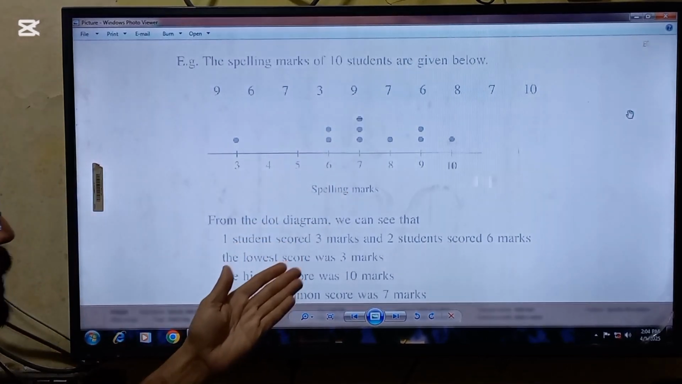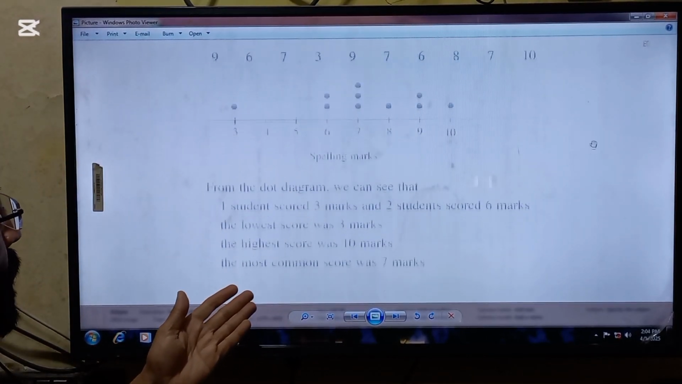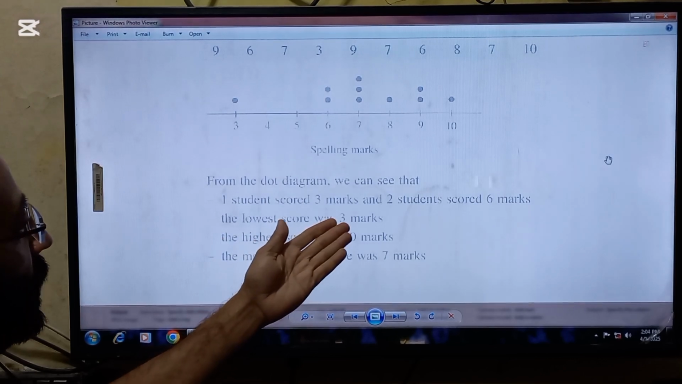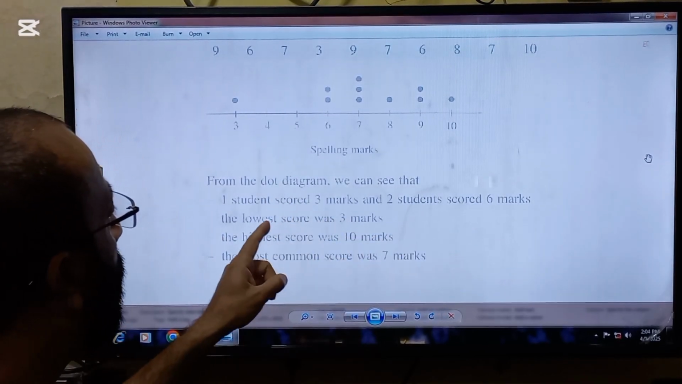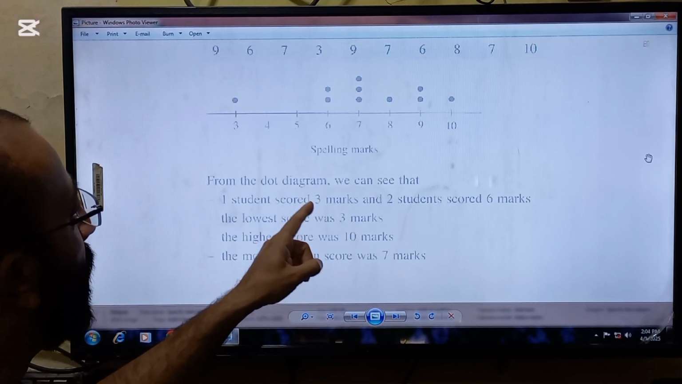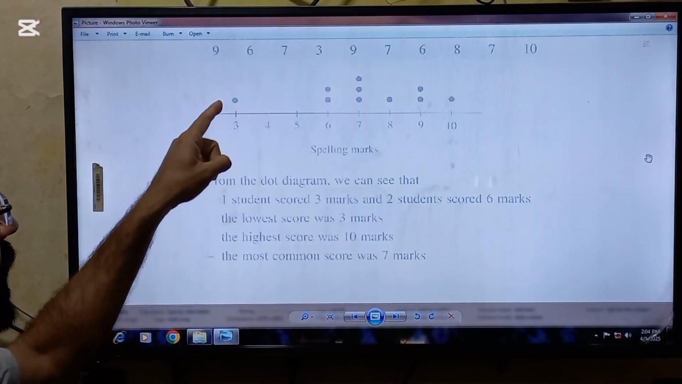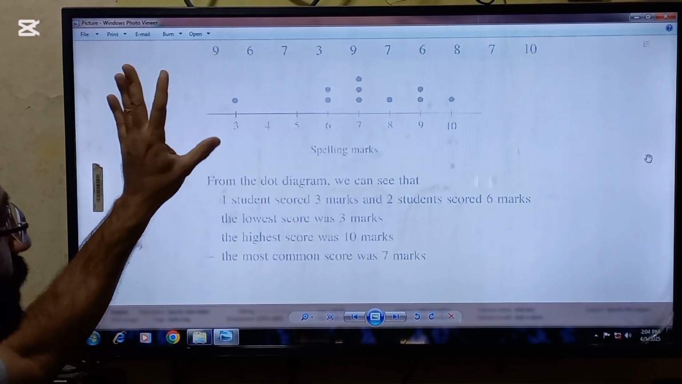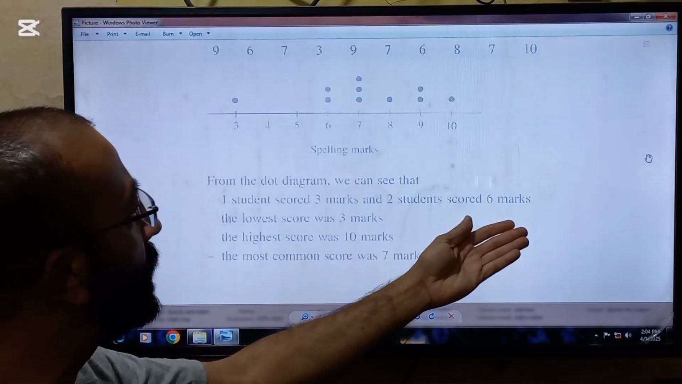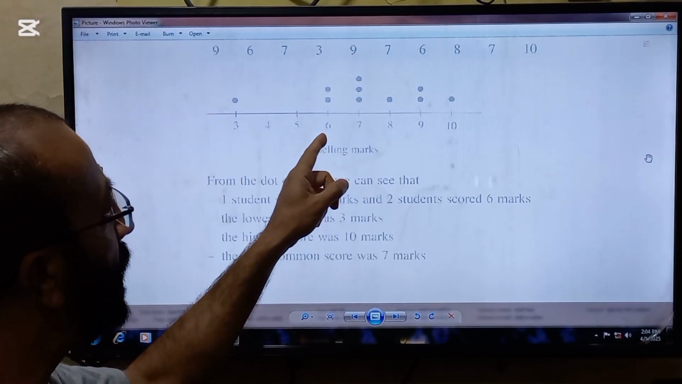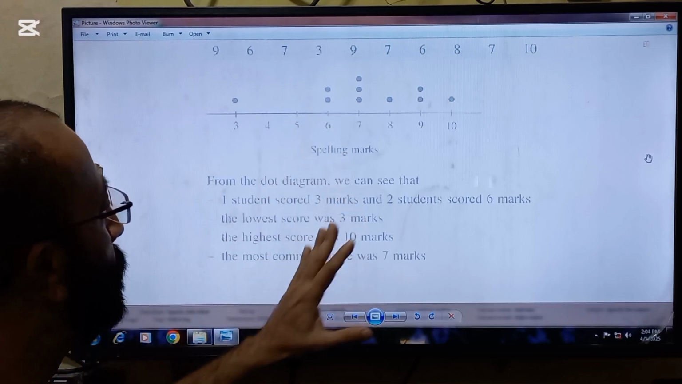From the dot diagram, we can see that one student scored 3 marks and 2 students scored 6 marks. So here is 3 marks and there is one dot, which shows one student. 2 students scored 6 marks, so there is 6 marks and 2 dots show 2 students.